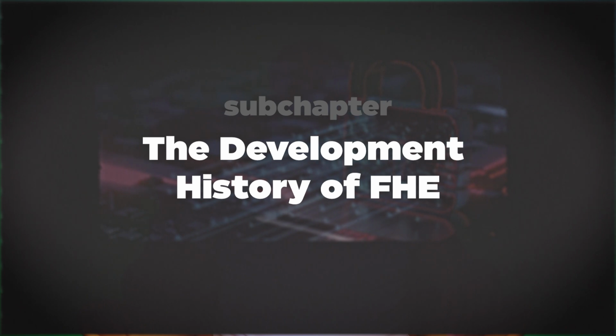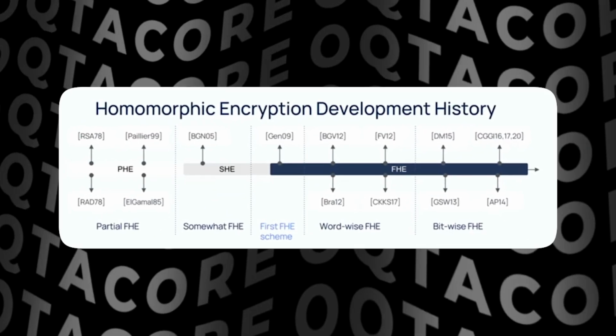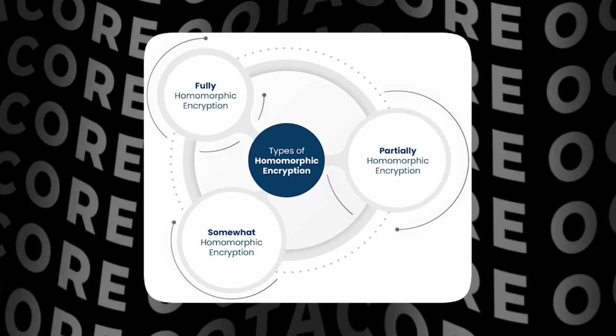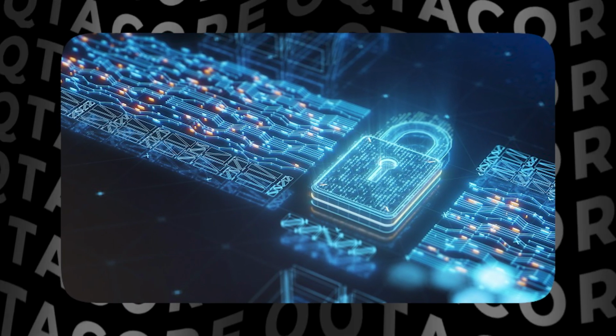FHE wasn't just discovered overnight. It's the result of decades of research in cryptography, with several key innovations that laid the groundwork for what we have today. The concept of FHE first appeared in the late 1970s. Early implementations like partially homomorphic encryption, PHE, allowed for limited operations, restricting its utility to specific scenarios. Over time, somewhat homomorphic encryption, SHE, was introduced, which permitted more operations, but with limits. The key problem was that noise in encrypted data would accumulate with each operation, eventually requiring decryption, which didn't allow for fully flexible, secure computation.